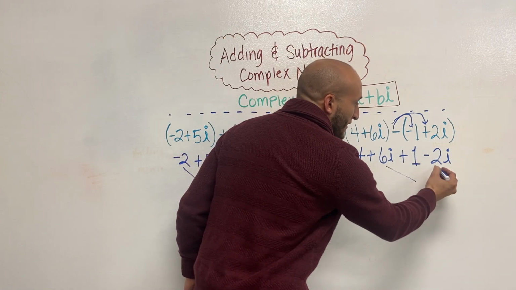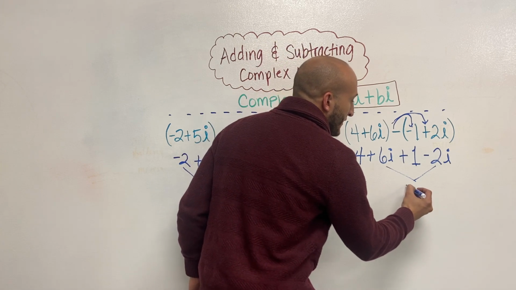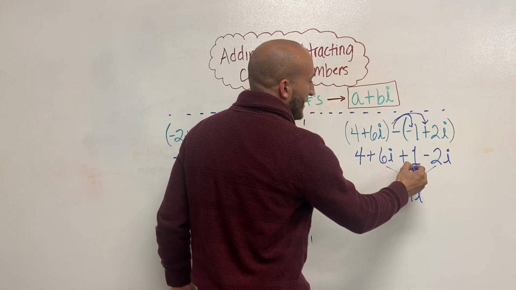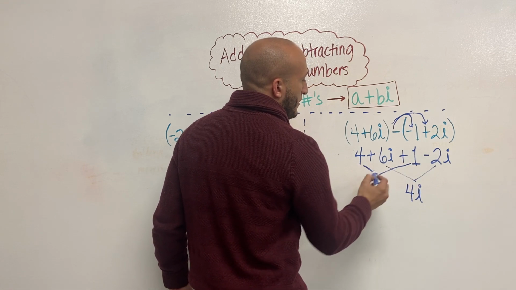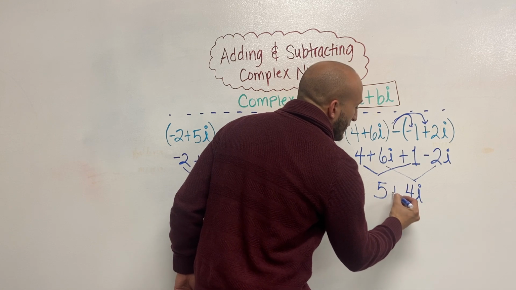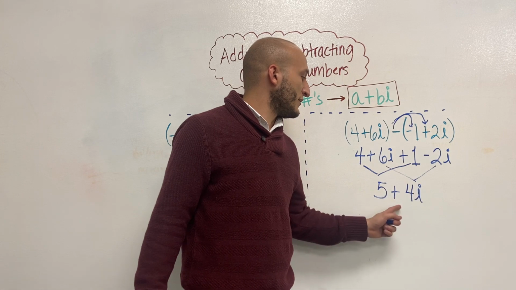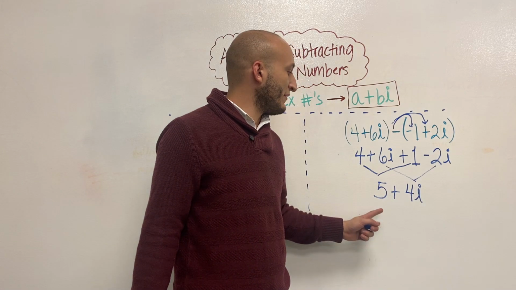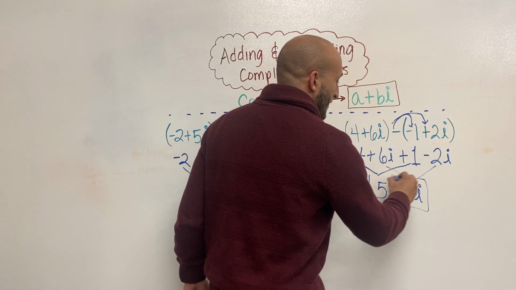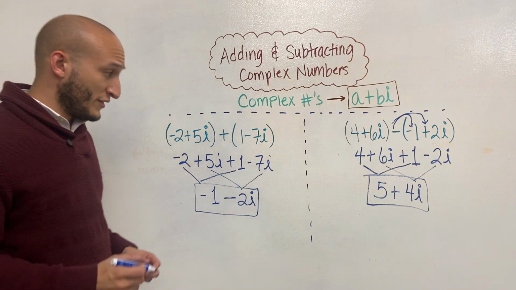Same, combining like terms here. I have a 6i minus 2i, that would be 4i, okay? And then I have a 1 plus a 4 would be 5, okay? So 6i minus 2i was a +4i, so it'll be 5 plus 4i. And I can't go any further. Can't combine these two or these two because they're not like terms.